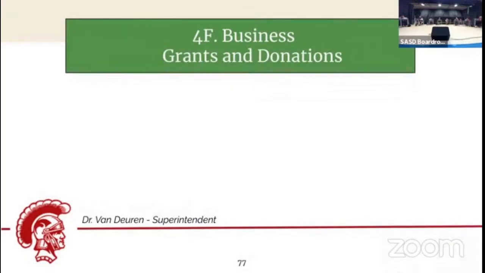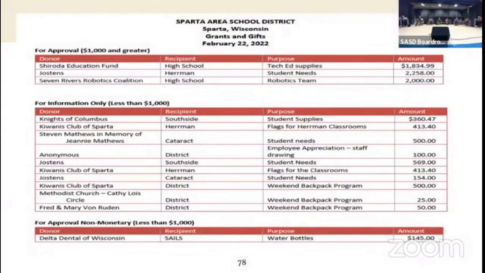Item F, discussion and possible action to approve the grants and donations. Thank you. So for your approval, we have Sharota Education Fund donated $1,834.99 to the high school for tech ed supplies. And Jostens donated $2,258 to Herman High School for student needs. And Seven Rivers Robotics Coalition donated $2,000 to the high school robotics team. So those are the donations that are up for your approval this evening.